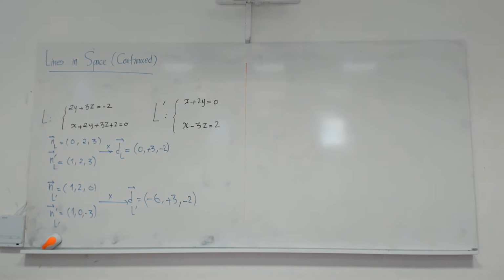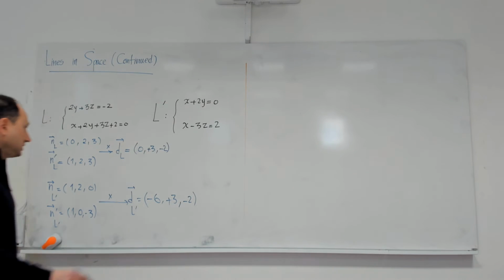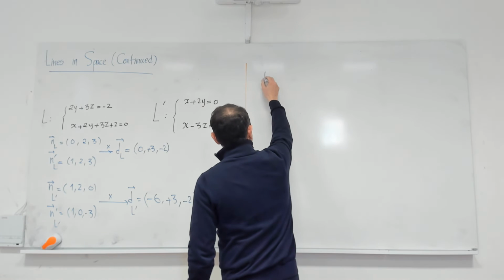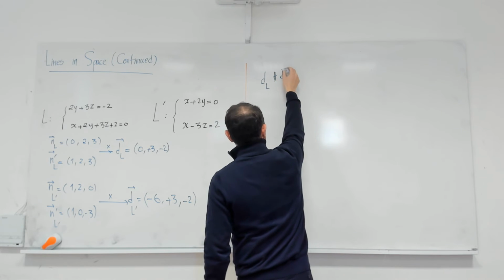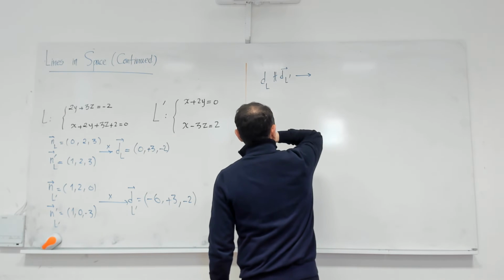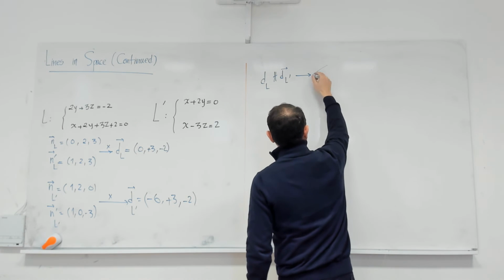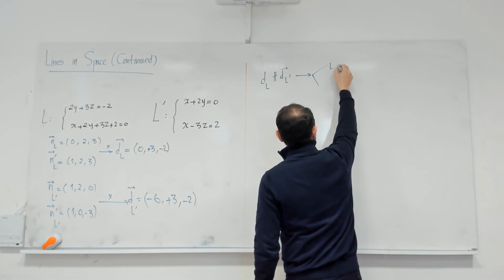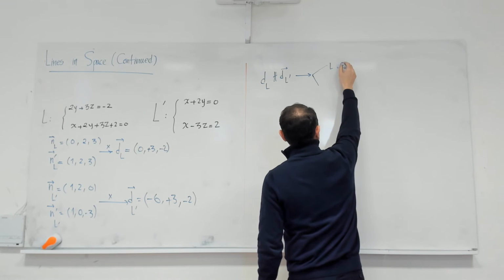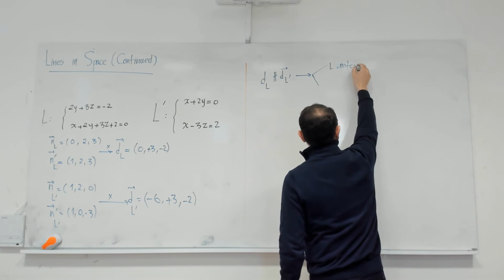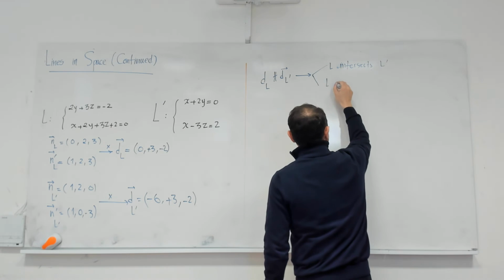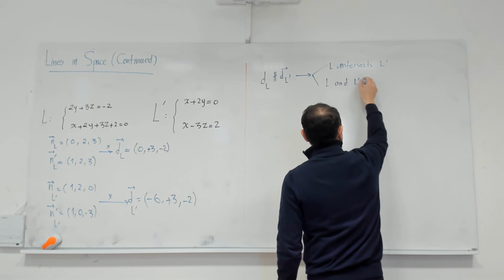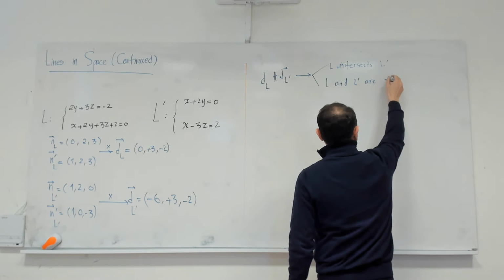Okay, so are they parallel? No, they are not parallel. So this means that dl is not parallel to dl prime. So this means that I have two options. What are the options? L intersects L prime, or L and L prime are skew.